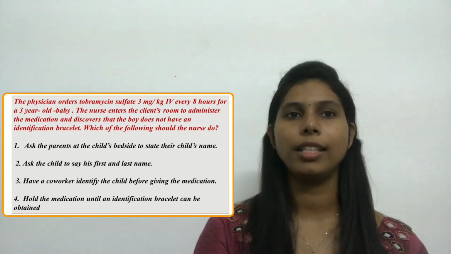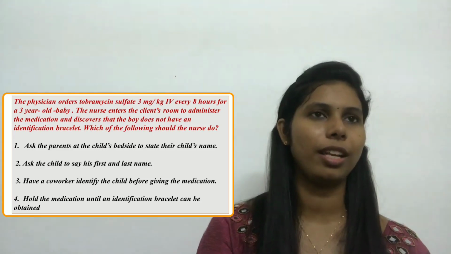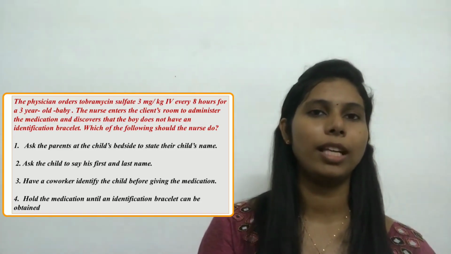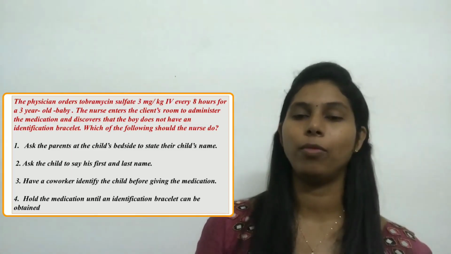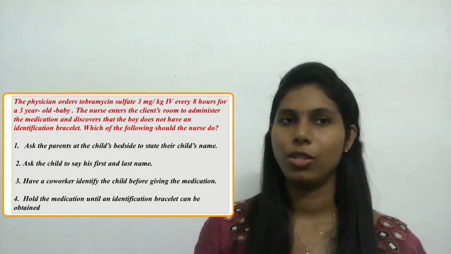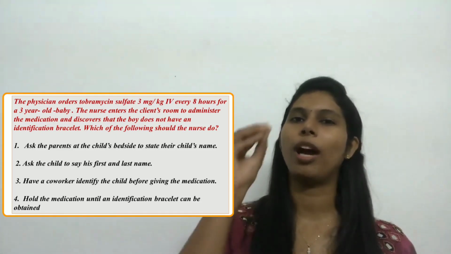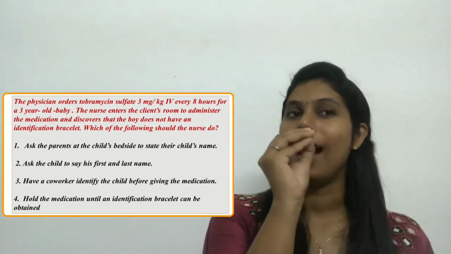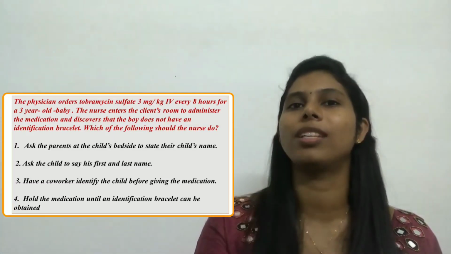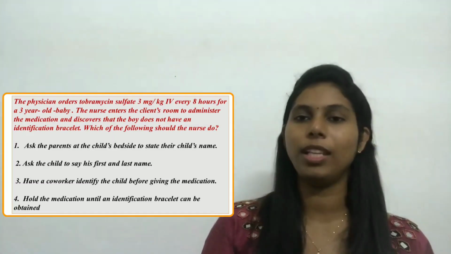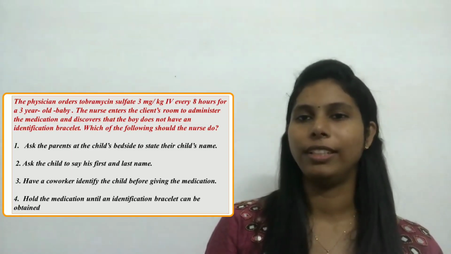Then what is the other one? Ask the child to say his first and last name. Maybe we feel it's good, but she's a 3-year-old baby. Sometimes they will tell the name that the father or mother call them in the family, and it might be different from their real name in our medical record. So can we believe it 100%? No. So what is the other best option out of these 4? Yes, the first one: ask the parents at the child's bedside to state their child's name. That is the good option out of these 4, so we will go with that one.